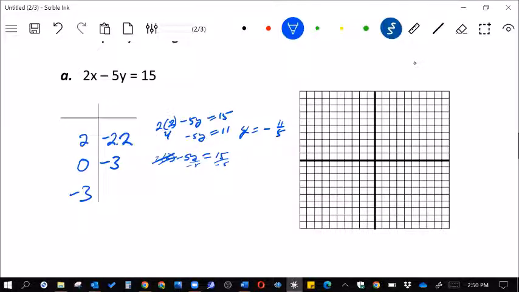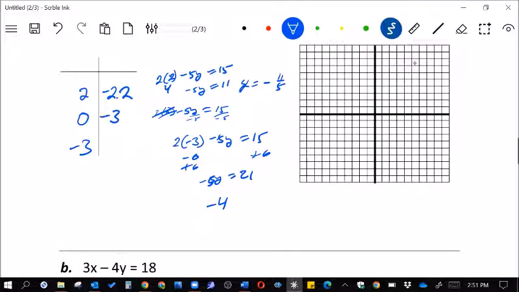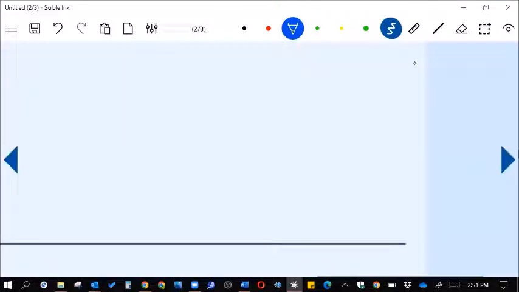Now let's do the last one. So 2 times negative 3 minus 5y equals 15. That's a negative 6, so I'm going to add 6 to both sides. Negative 5y is equal to 21. 5 goes into 21 4 times, if I divide it, and 1/5 left over, or 0.2.